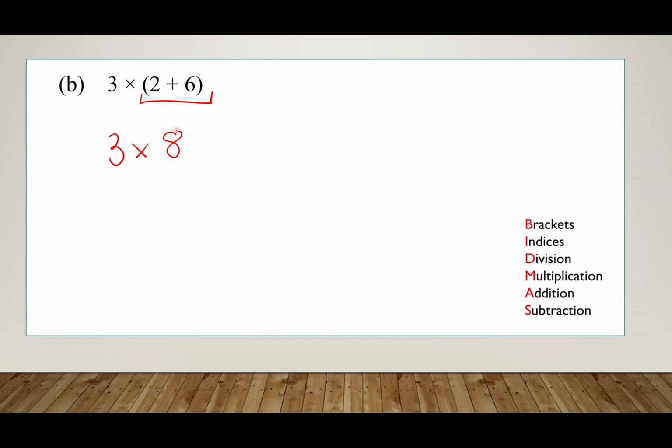Next, we can come to our multiplication. That's next in our list on our BIDMAS. So 3 times 8 is 24. So this means that 3 multiplied by bracket 2 plus 6 is equal to 24.